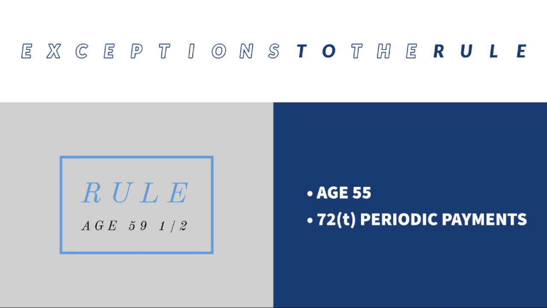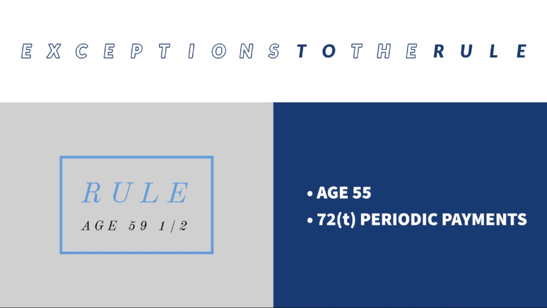The other exception is what is called substantially equal periodic payments, or also 72(t) periodic payments. These are payments beginning after separation from service, and they have to continue for at least 5 years or until you reach age 59 and a half, whichever is longer. For example, if you retired at age 53 and began receiving payments right away, you would have to keep up those payments for the longer of 5 years or until age 59 and a half, which in the case of retiring and starting to withdraw at 53, would be until age 59 and a half.